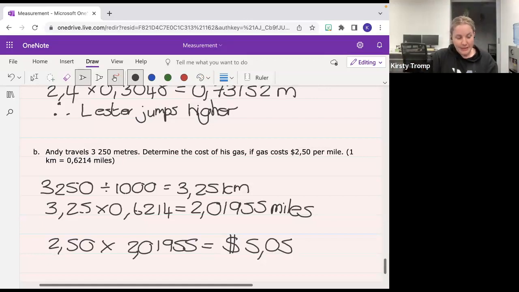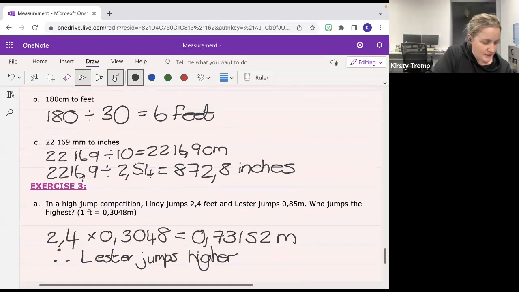Ma'am, I wanted to ask about number C at the back, where you said 22,169 divided by 2,54. It gave me 8,727.95. I don't understand how. So I got 2,216,9. Happy with that on your calculator?